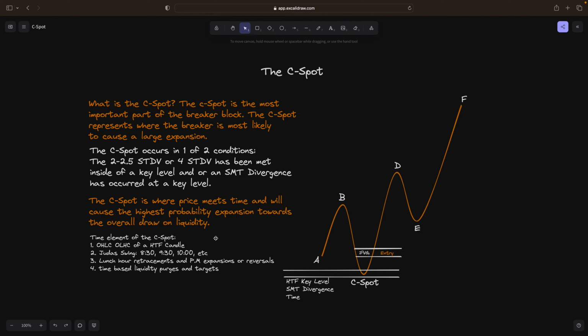So the time element of the C spot is open high low close, open low high close of the high time frame candle. The Judas swing at 8:30, 9:30, 10, 1:30, etc. Okay. The lunch hour retracements and the PM expansions or reversals, and then time-based liquidity, purges, and targets.